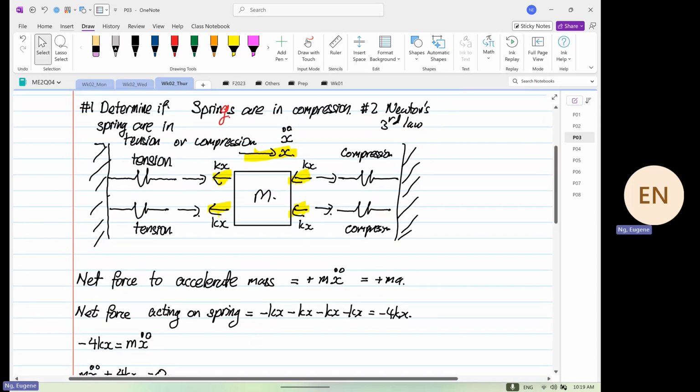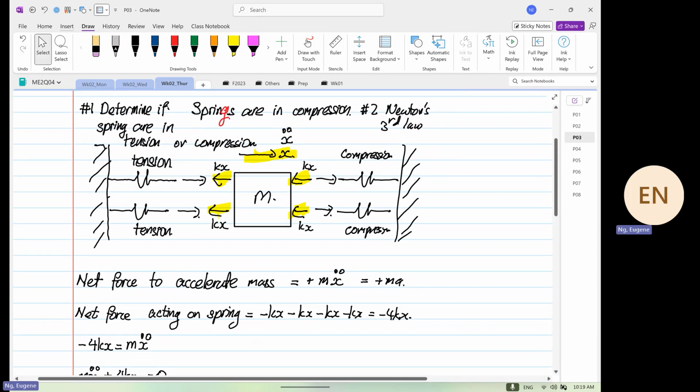The most important thing, I want you all to be comfortable with what? Free body diagram. That's the purpose. Okay, let's look at another problem. Any questions so far from anyone? Yes.